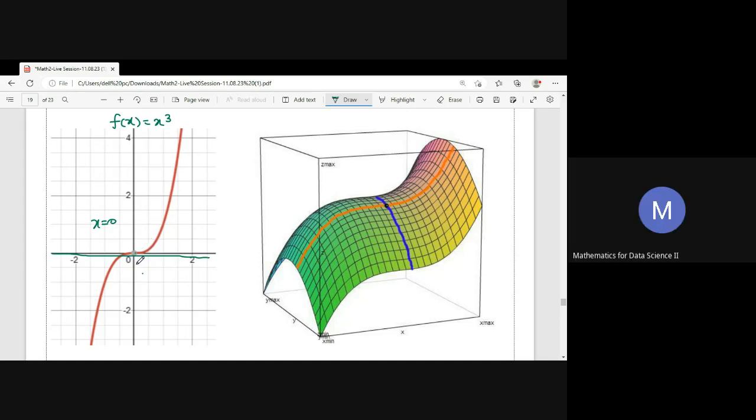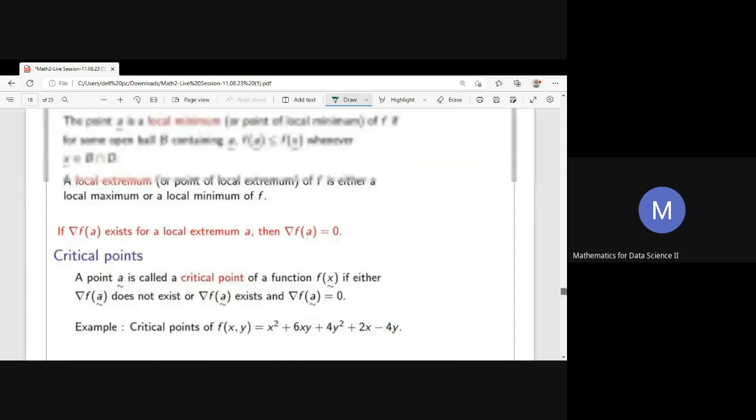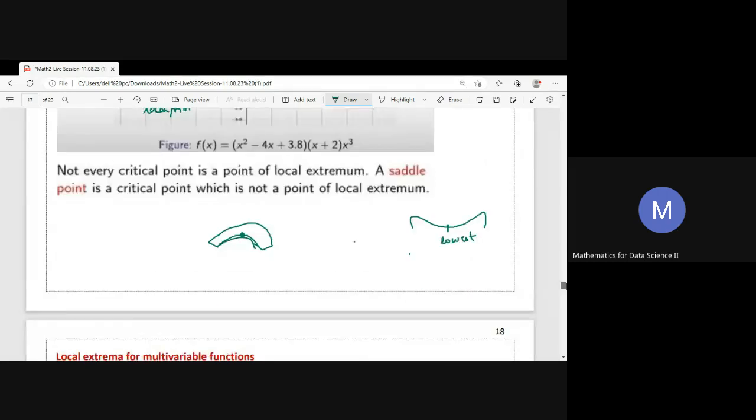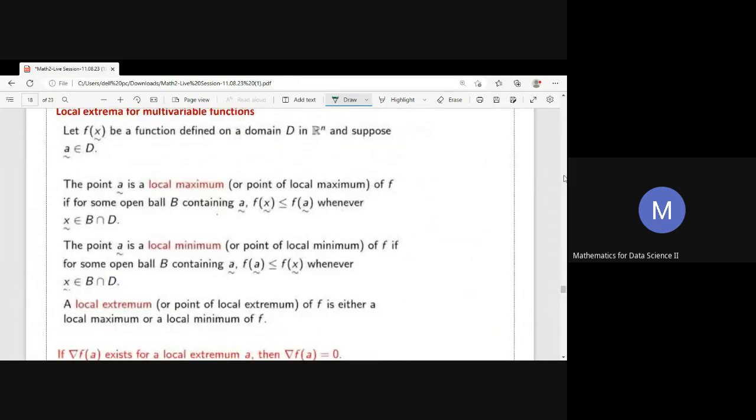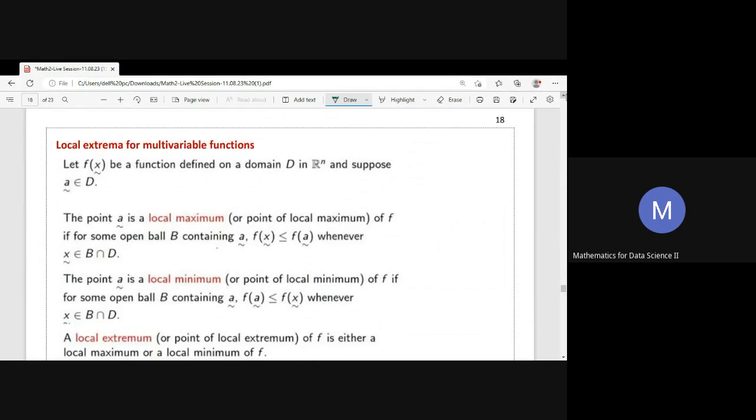So again, this is a saddle point. This is the example you see in the case of one variable. In the one variable case, you consider this as a saddle point because it is neither a local maximum nor a local minimum, but it is a critical point. So these are called saddle points. Now, how to find local extrema or local minima?